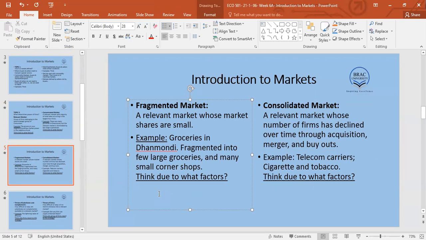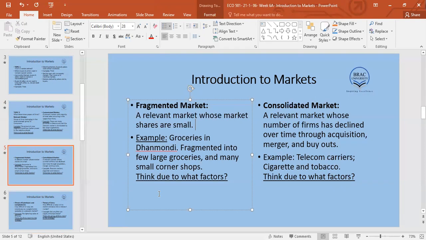This is literally the opposite of the concentrated market. Again, we go to the groceries in Dhanmondi. They're fragmented. Why? Because apart from those three large stores, Meena Bazar of Kazi Group, Unimart of United, and Agora, the rest of the groceries are fragmented. They're very small in the total area of Shatmojid Road, the Dhanmondi area. So, what are the factors? These are the things that we are going to look at.